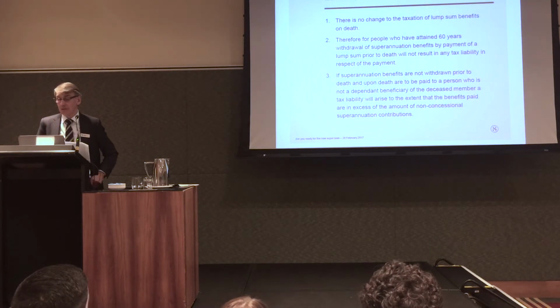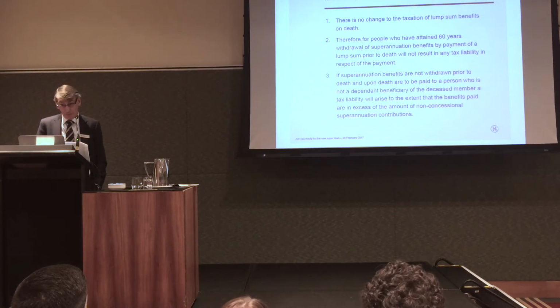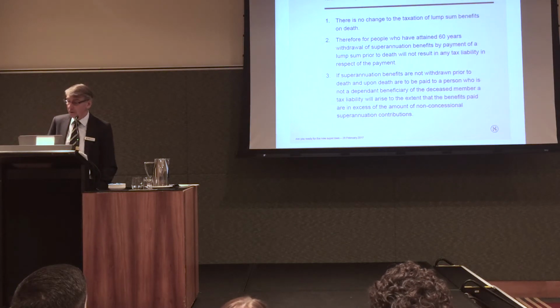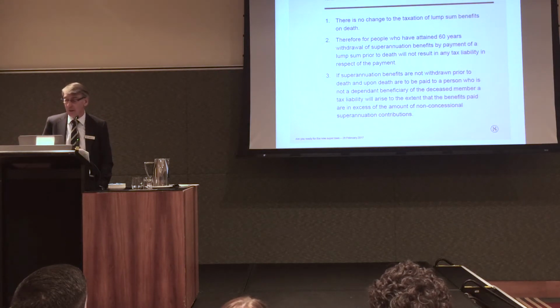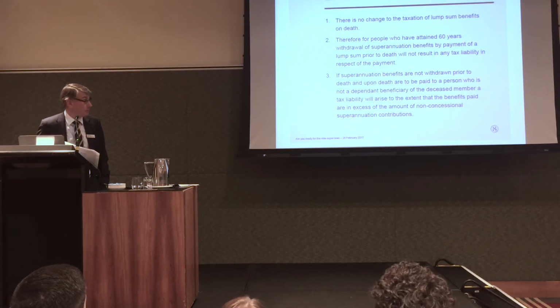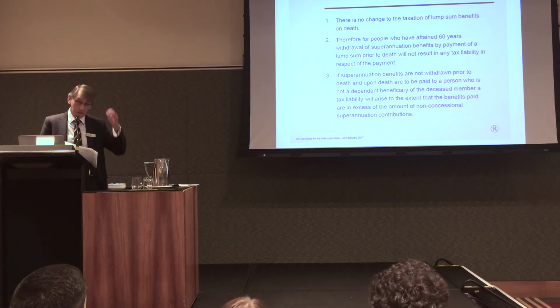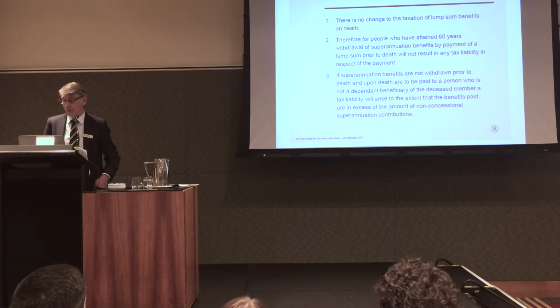There is no change to taxation of lump sum benefits on death. Therefore, for people who have attained 60 years, withdrawal of superannuation benefits by payment of a lump sum prior to death will not result in any tax liability in respect of the payment. And of course, in respect of the payment and the withdrawal, we need to have satisfied a condition of release, which in the case for people over the age of 60, they need to have retired from a position.